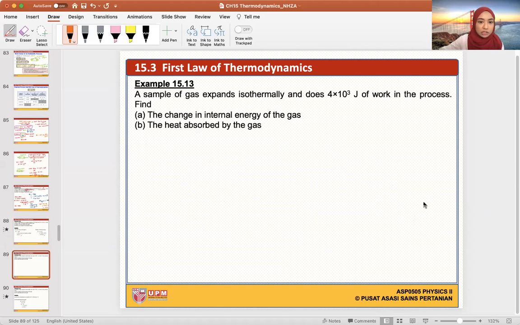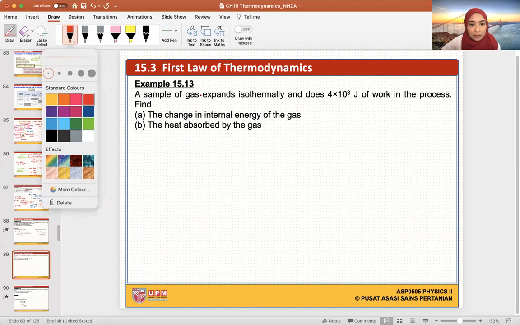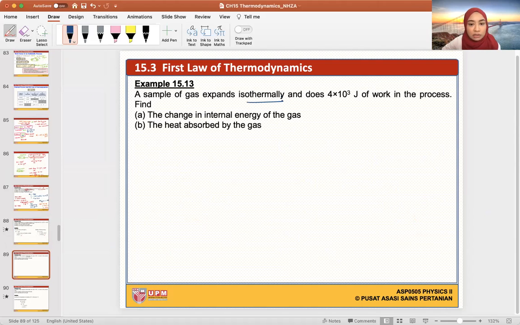Okay, next question. A sample of gas expands isothermally. Isothermally, what should be constant here? Temperature. Thank you, Zafira. Delta T equals 0. And thus 4 times 10 to the 3 joules of work in the process. So should my W become positive or negative?